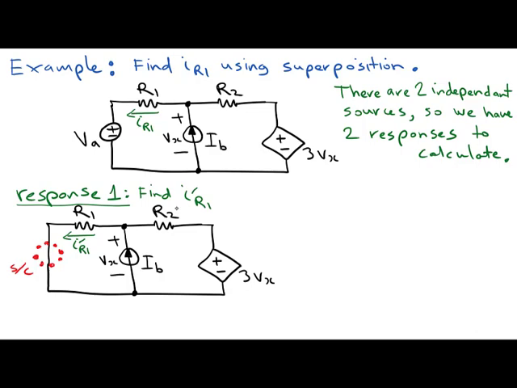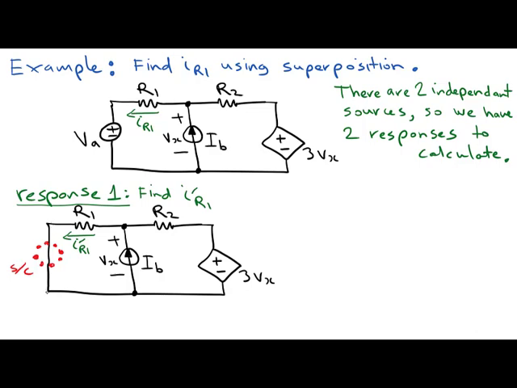and so we denote it with a different label, I prime IR1, and we're going to be using the independent current source as our first active source, and we zero all the other independent sources, and in this case we just have one other independent source, and that's our VA voltage source, and we're denoting it with a wire because when we zero a voltage source, it becomes a wire or a short circuit.